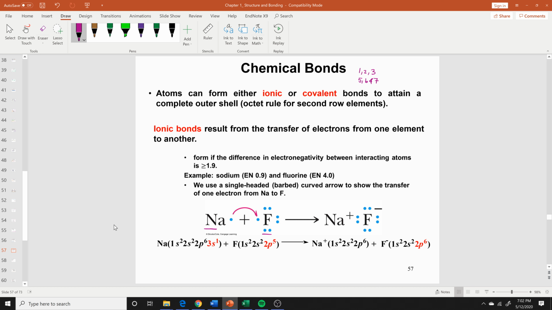So fluorine is not octet yet, but if I transfer 1 electron from the sodium to the fluorine, then fluorine is going to be octet. Sodium will lose a charge, so it will become ionic. It's going to be Na plus, F minus in there.